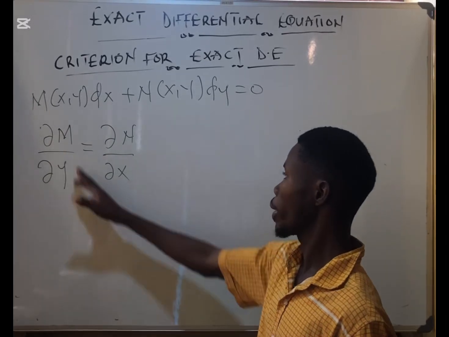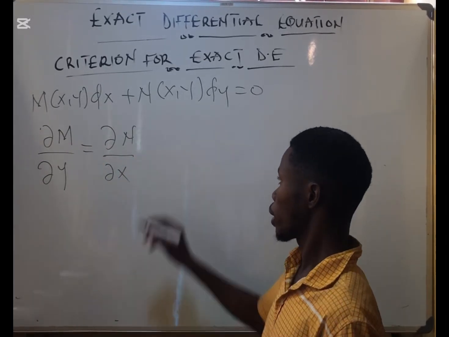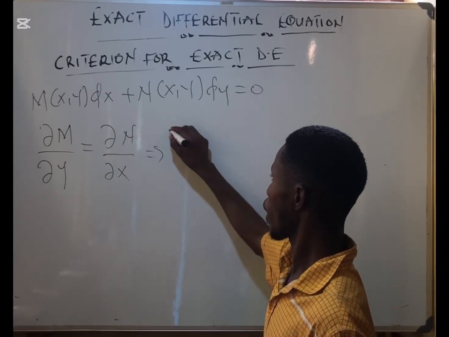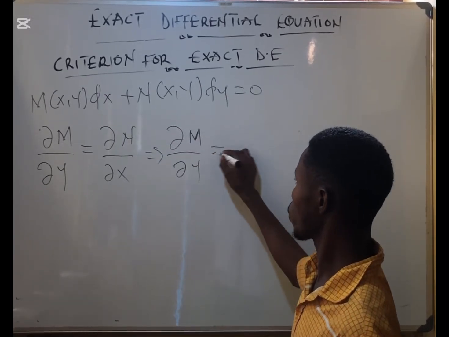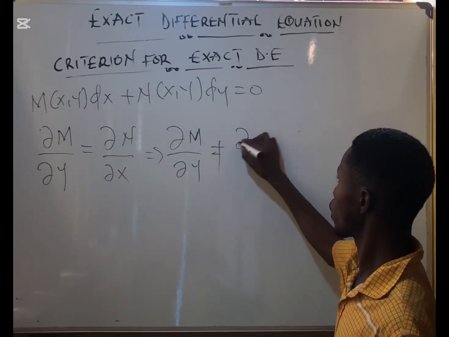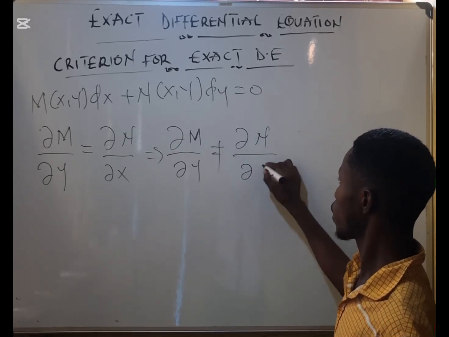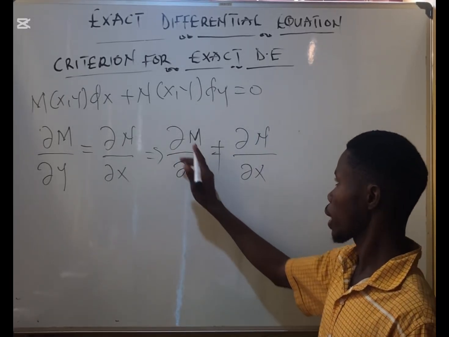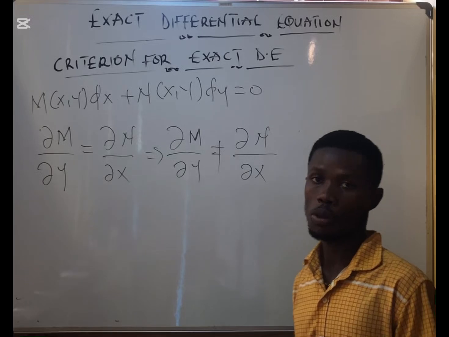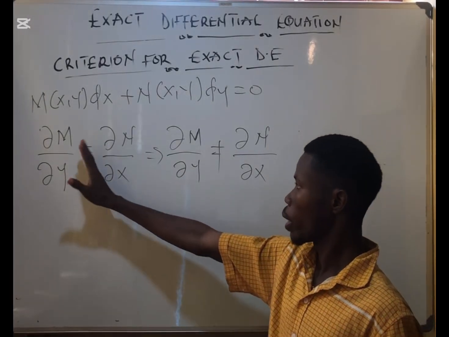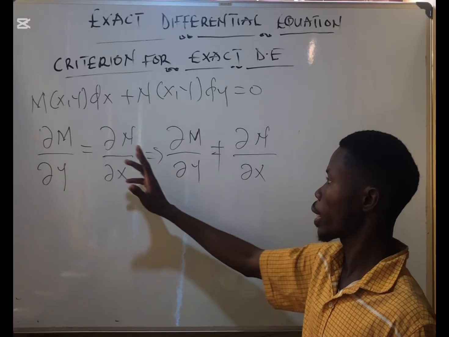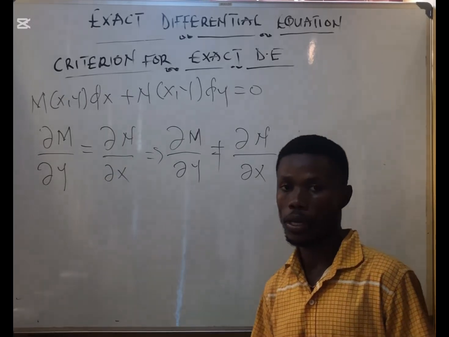At the point where this is not equal to this, like if I have delta m delta y not being equal to delta n delta x, then this cannot be considered the exact differential equation. But when it's equal, then you can consider this as an exact differential equation.